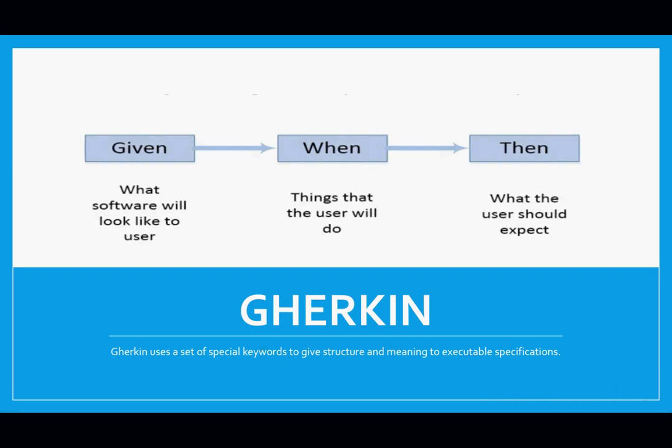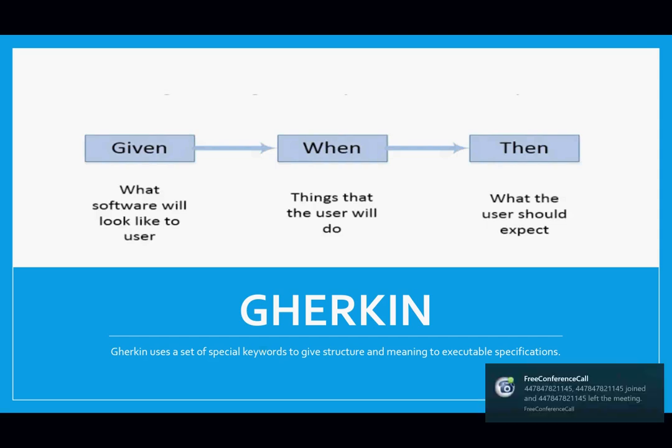So, the "then" is what your user is going to do. And the "then" is what users should expect. So if you flip it this way, basically, when a user sees an application, what is the state that the application will be in? What are they going to see?